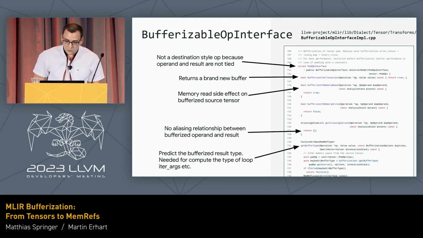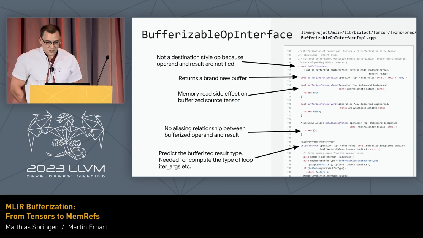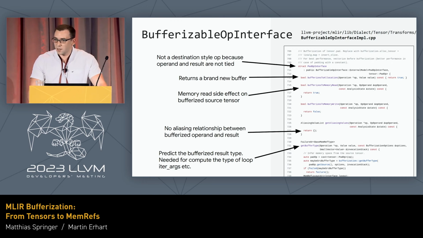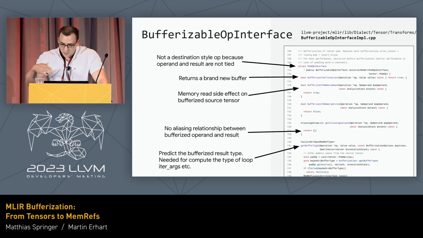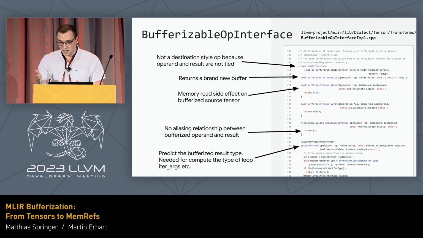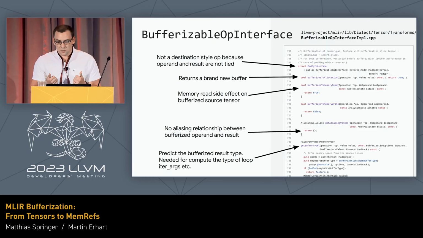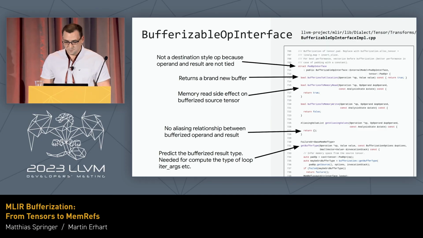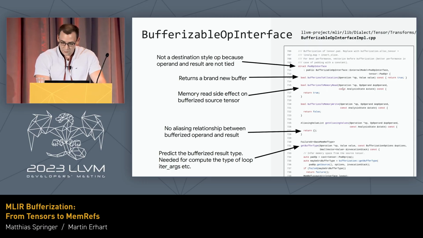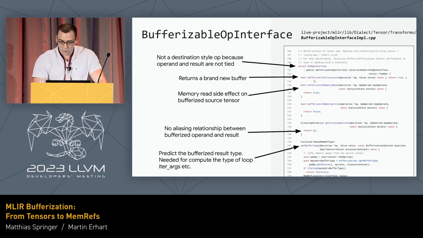So here's an example for an op that's not in destination passing style. This is a tensor.pad op. It's not in destination passing style because the result of a tensor.pad is a tensor of a different shape. And because of that, it cannot implement the destination style op interface. So this bufferizes to a new allocation. Because of that, you have to specify that in the bufferizable op interface.